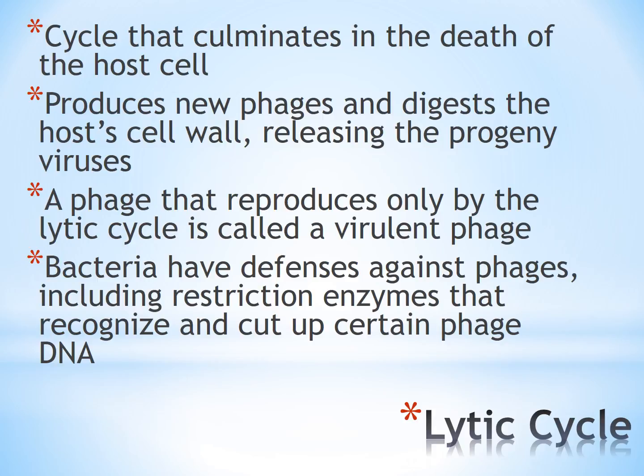Any phage that's able to reproduce by the lytic cycle is actually called a virulent phage. And bacteria have ways that they can defend against phages. We talked about these back in Unit 4B. We talked about those restriction enzymes, and that the restriction enzymes would recognize viral DNA, and of course cut up that viral DNA to inhibit this process. But this is how the bacteriophages reproduce.